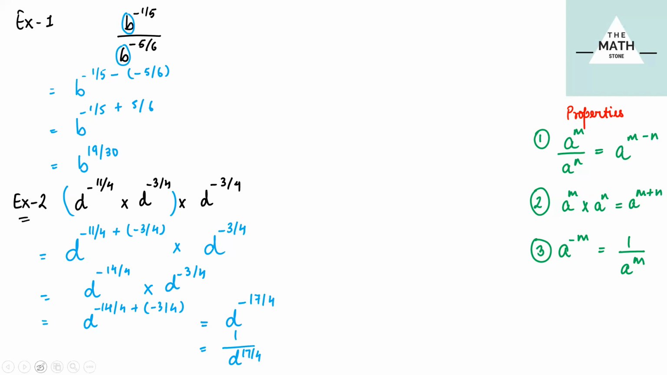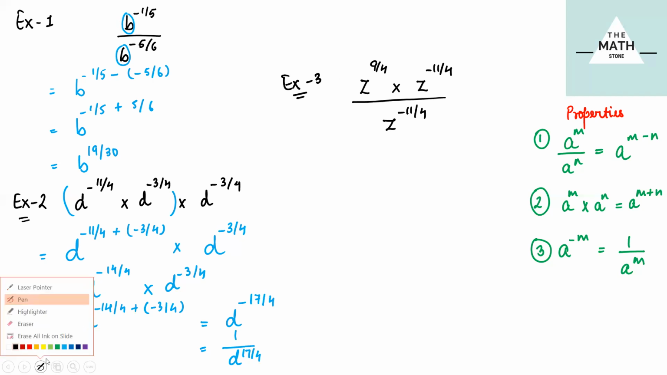Okay, now the last problem for this particular skill, example number 3. All right, let's say z raised to 9 over 4 times z raised to negative 11 over 4 over z raised to negative 11 over 4.